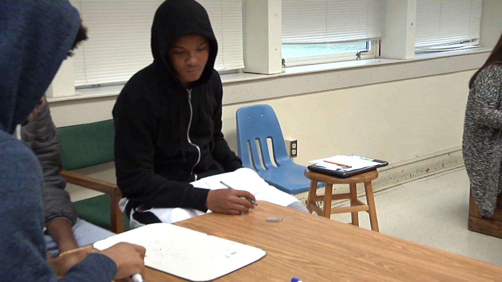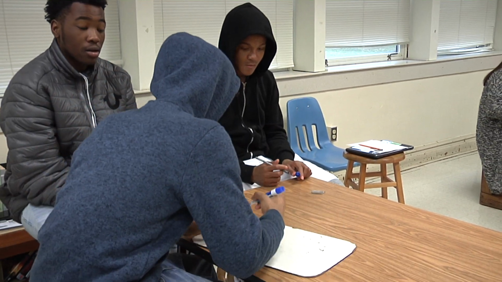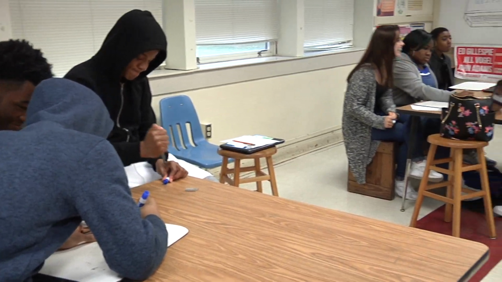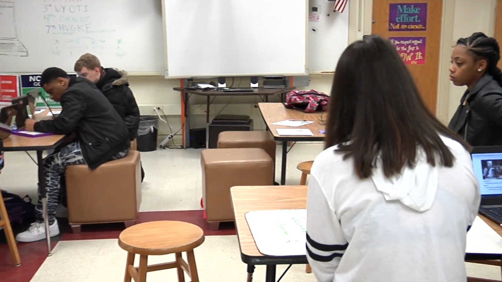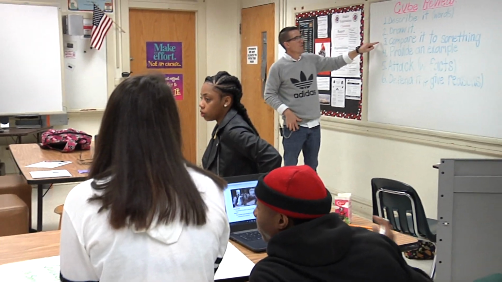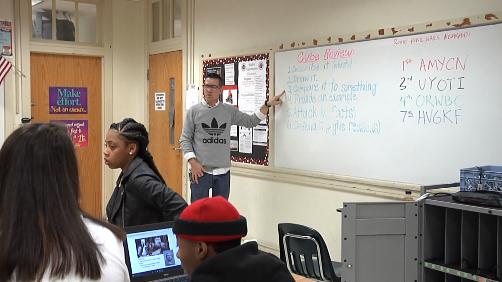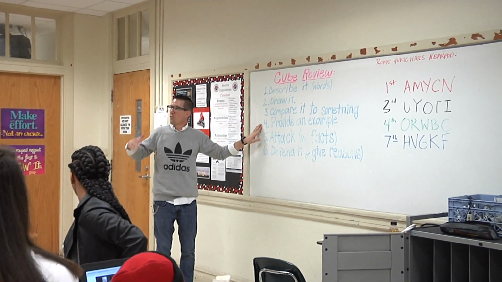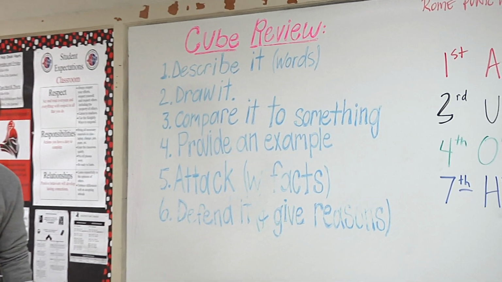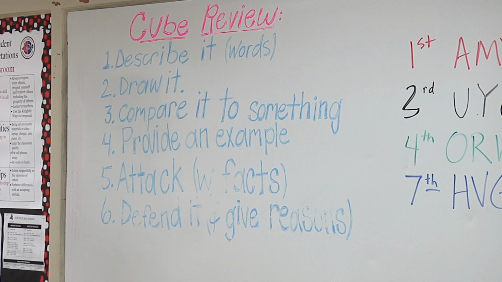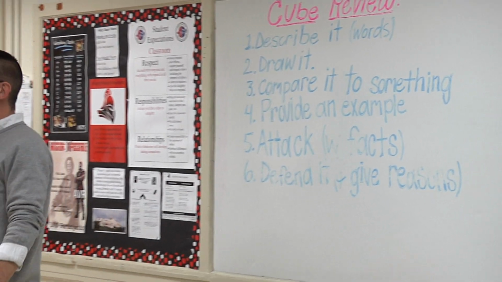You're going to get a job depending on what Kayla rolls for us. I'm going to give you a word. The first word is going to be republic. Let's write republic down at the top of the board. R-E-P-U-B-L-I-C. Republic. And if Kayla rolls a 1, you're going to describe what a republic is. You're going to use words. If Kayla rolls a number 2, you're going to draw it. If Kayla rolls a 3, you're going to compare it to something. If Kayla rolls a 4, you're going to provide an example of a republic. If Kayla rolls a 5, you're going to attack it using facts. And if Kayla rolls a 6, you're going to defend it using facts.